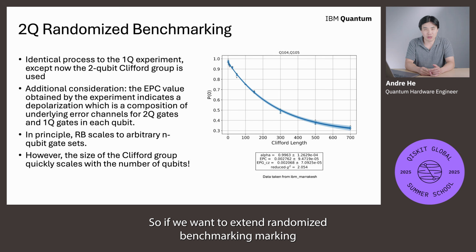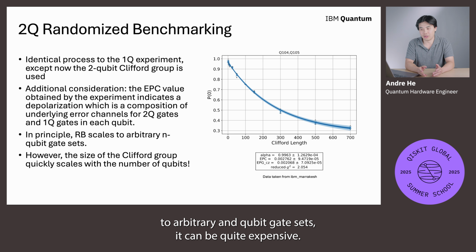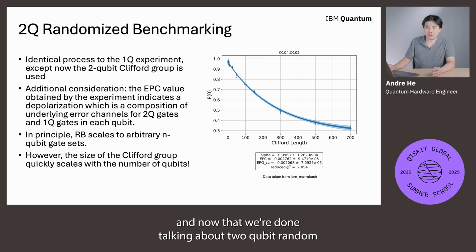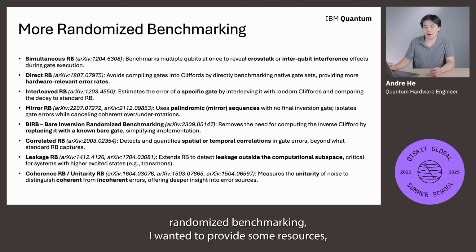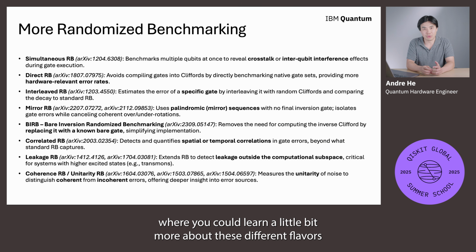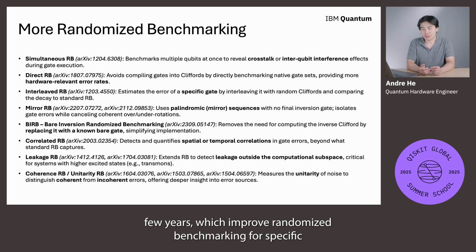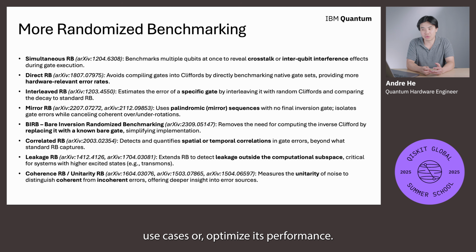So if we want to extend randomized benchmarking to arbitrary n-qubit gate sets, it can be quite expensive after we get past Clifford groups that include more than a few qubits. And now that we're done talking about 2-qubit randomized benchmarking, I wanted to provide some resources where you could learn a little bit more about these different flavors of randomized benchmarking that have been developed over the past few years, which improve randomized benchmarking for specific use cases or optimize its performance.